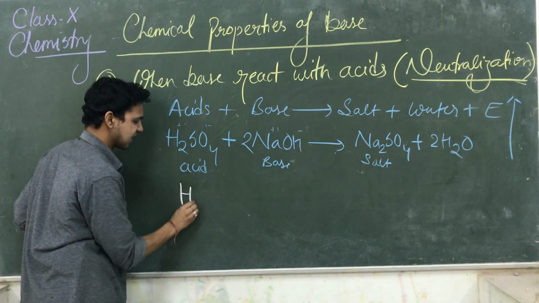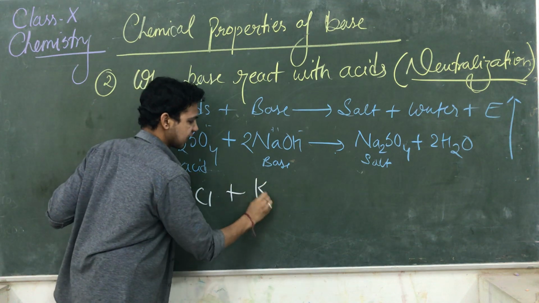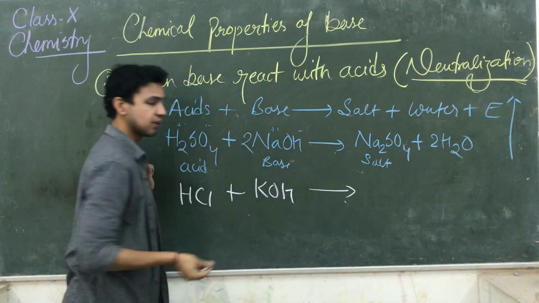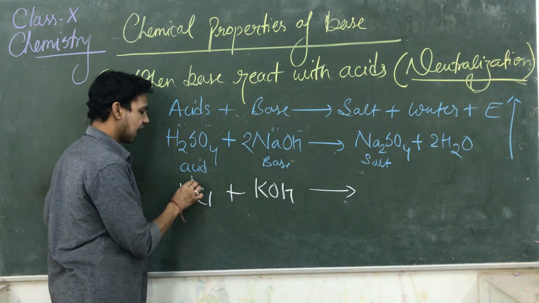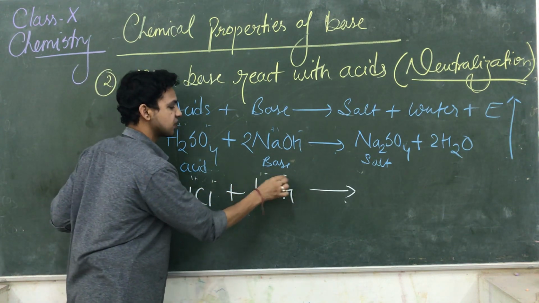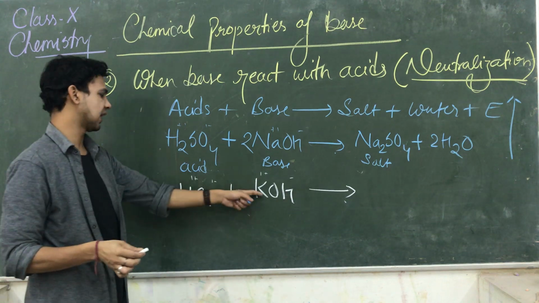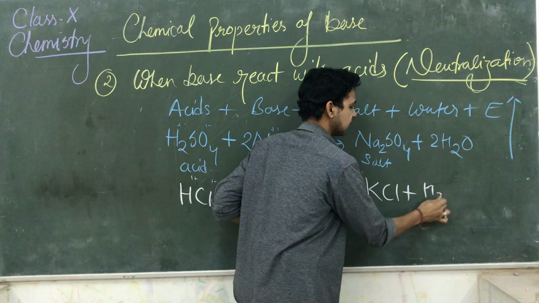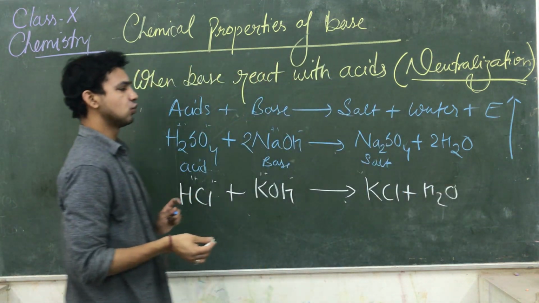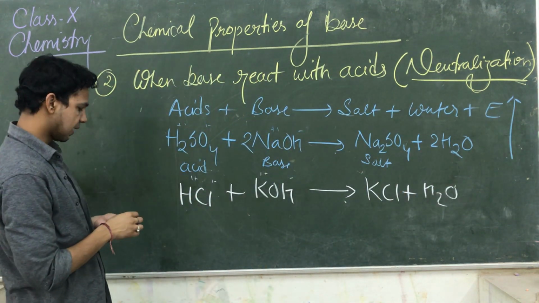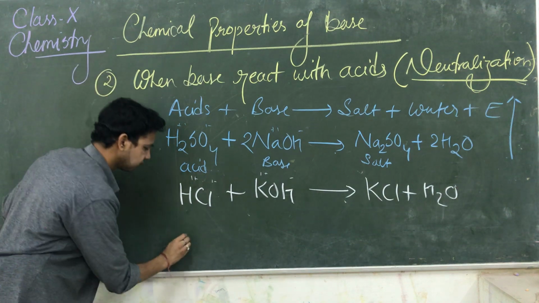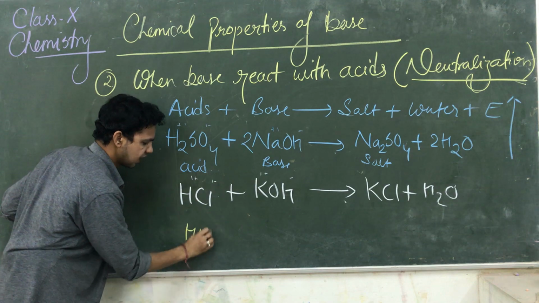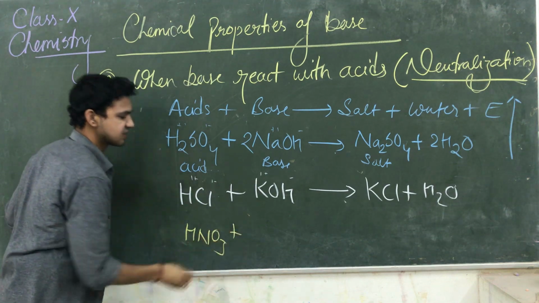Here is another example. We are taking HCl and it will react with KOH. It gives you the same type of products, salt and water. H is plus, Cl is minus, K is plus, OH is minus. So K reacts with Cl, giving you KCl, and OH reacts with H, giving you H2O.